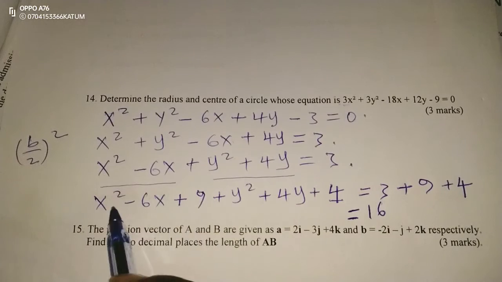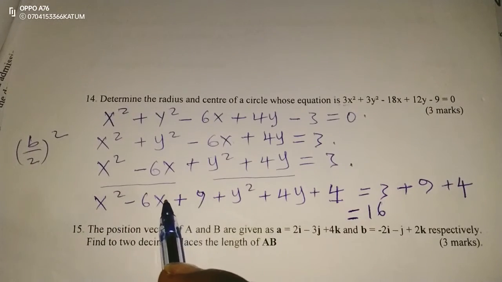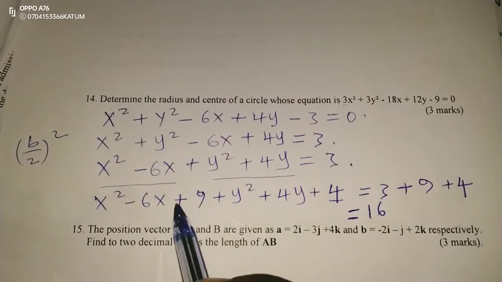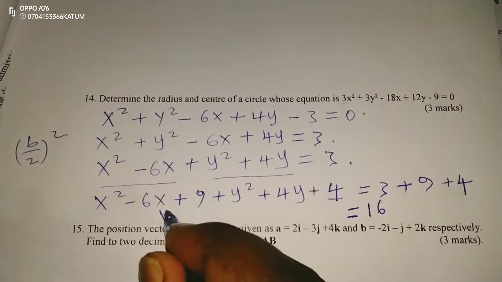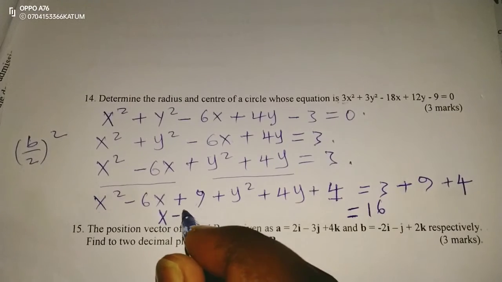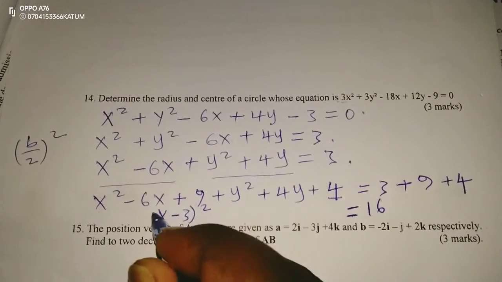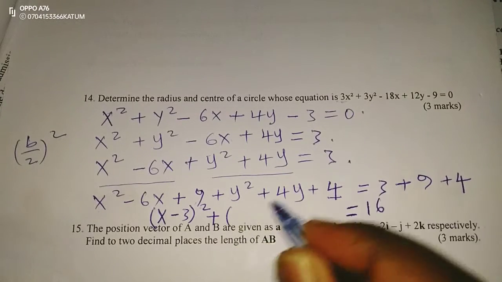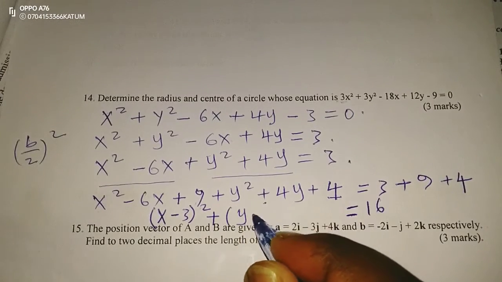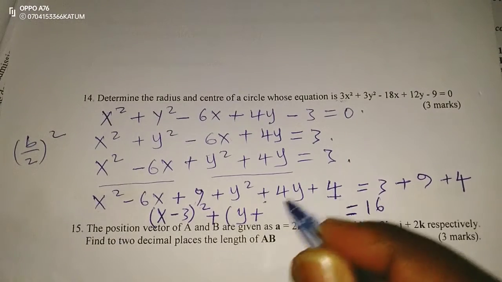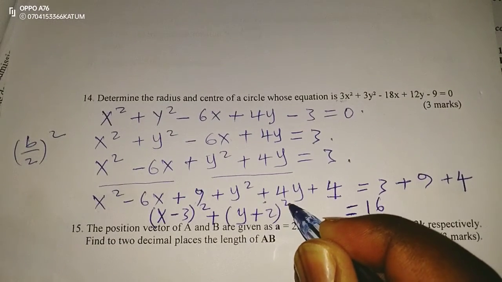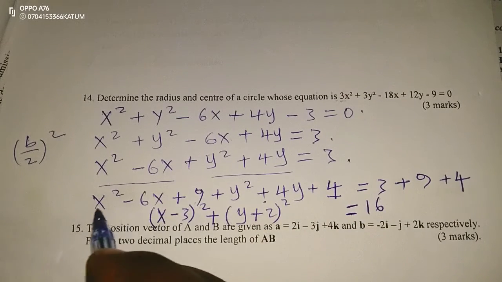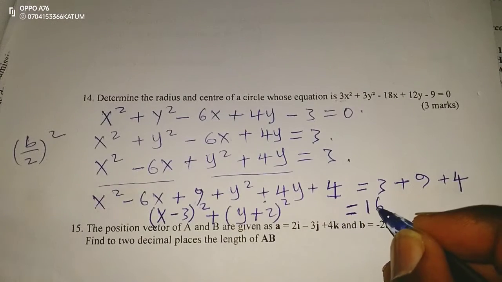And on this side, we can factorize the perfect squares now. X squared minus 6x plus 9 factorized will be x minus the square root of this part, which is 3, then squared, then plus, we factorize also this part. Because this sign is a plus, it is y plus the square root of this part, which is 2, squared. When we open this part, we get back to this, equals 16.